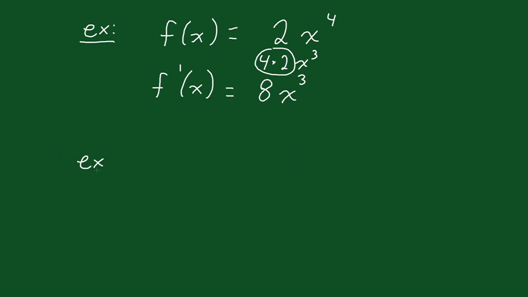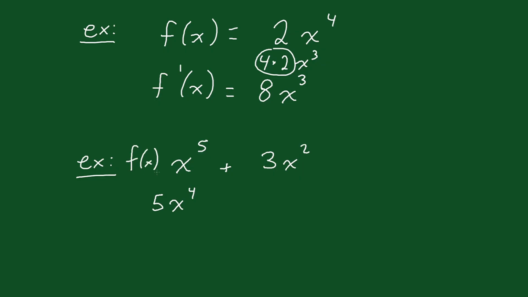Okay, let's try another one. Let's say you have x to the 5 plus 3x squared. Now I have a couple of terms, right? Well, if you have separate terms separated by addition or subtraction, you can simply apply the power rule to each term individually. You can move down this 5, so you get 5x to the 4. And really, I should denote what we're doing here. This is f of x. This is f prime of x, right? These are different things. This first equation is the original function. The second one down here is the derivative of f of x.